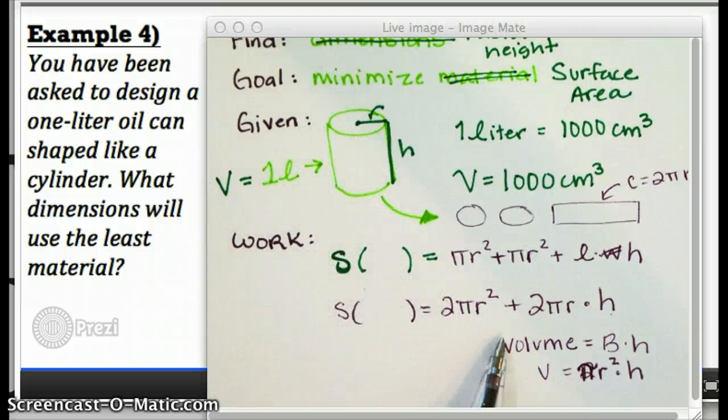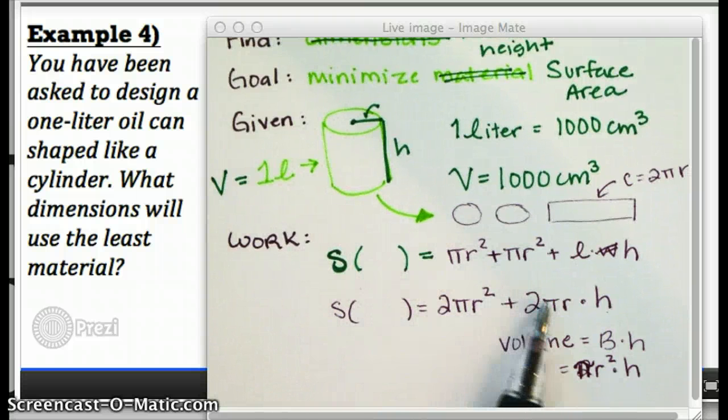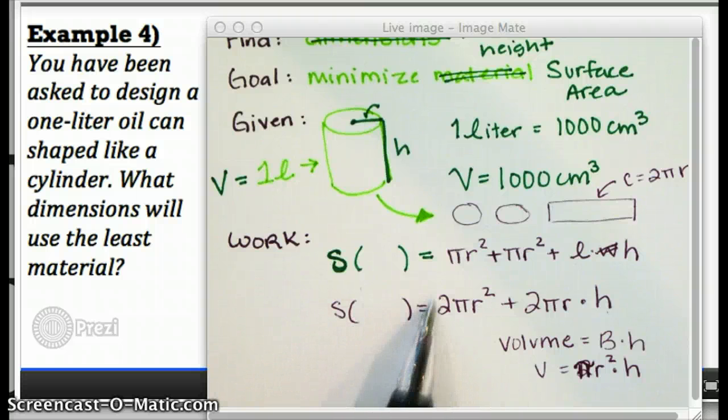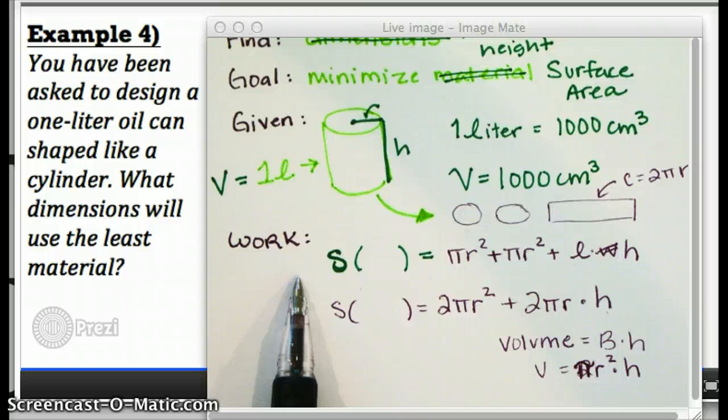Notice how I'm writing this volume formula indented off to the side. I've put it off to the side because I'm about to rearrange it and then plug it back into the S function, and by keeping the S function out front, I've organized my work so that you can follow. This is kind of like a side trip.